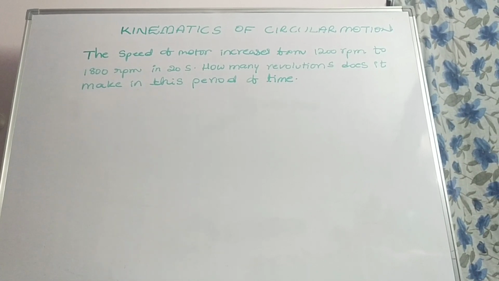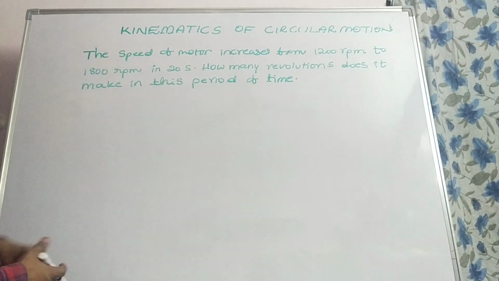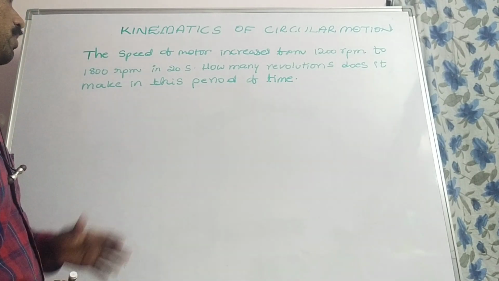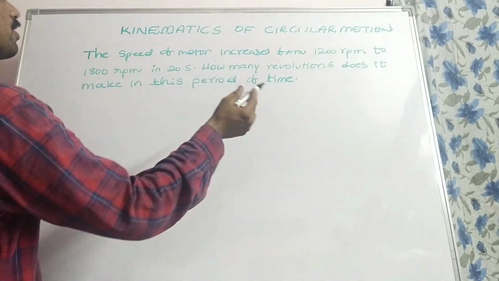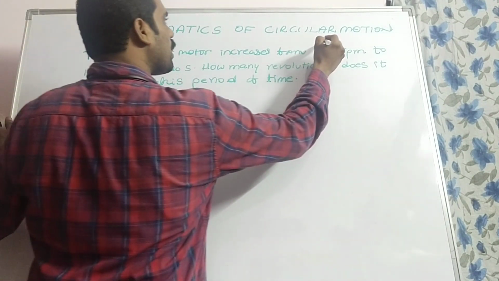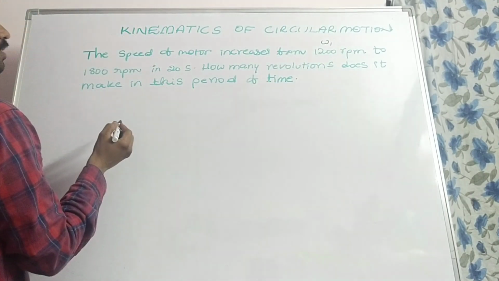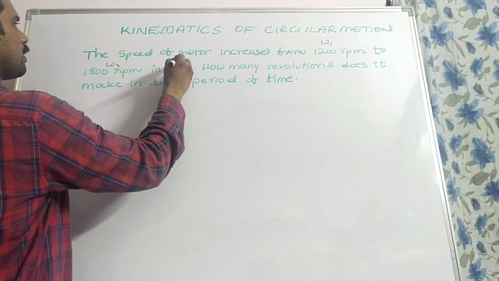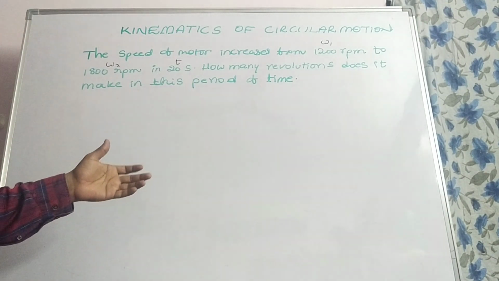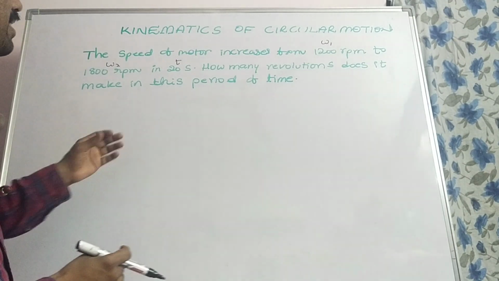Now here we have another very simple question, depending upon the equations of motion. The speed of a motor increases from 1200 rotations per minute to 1800 rotations per minute in 20 seconds. How many revolutions does it make in this period of time? Let us consider angular velocity omega 1 and omega 2, with time taken t equal to 20 seconds. We have to find the number of revolutions it makes in this period of time.